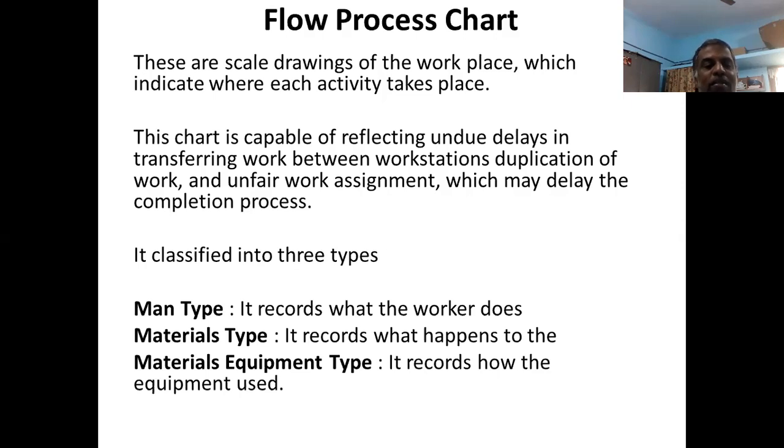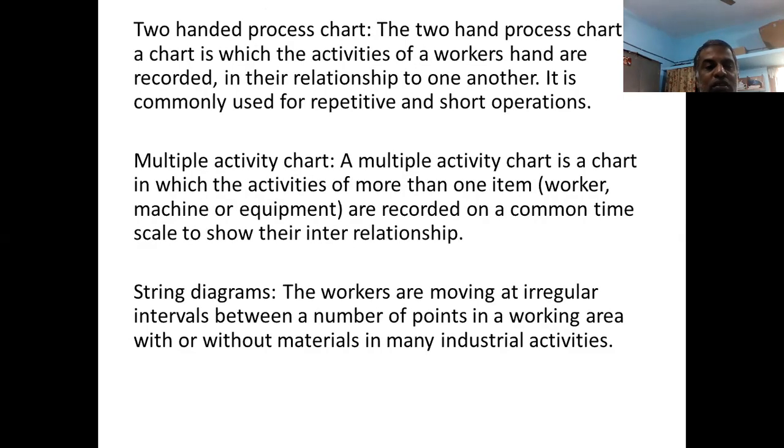Man type means it records how the worker is doing the job. Material type shows what is happening to the material during different stages of production. The third one, the equipment type, shows how the equipment and the machines are used.